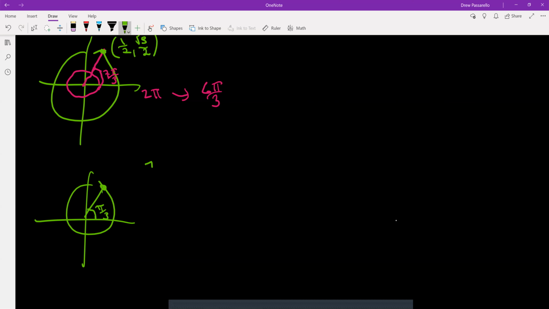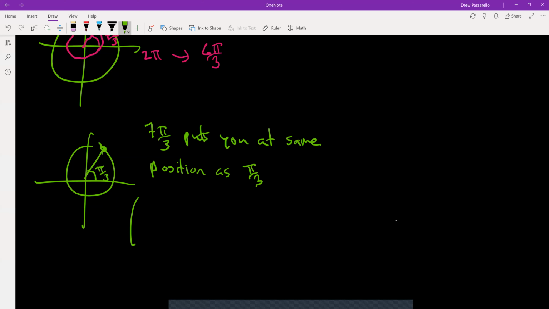So 7 pi over 3 puts you at the same spot. It's pi over 3, right? 7 pi over 3 is just pi over 3 more than 6 pi over 3, which is 2 pi.